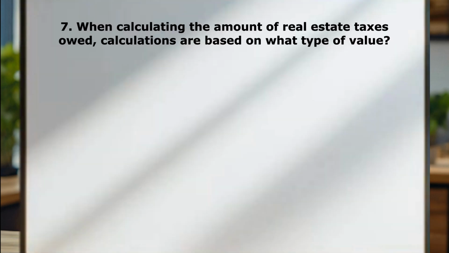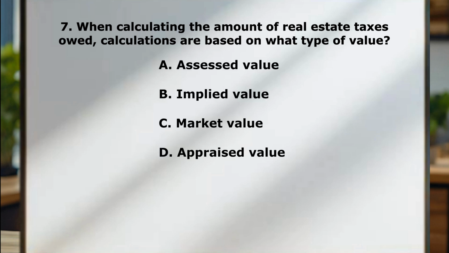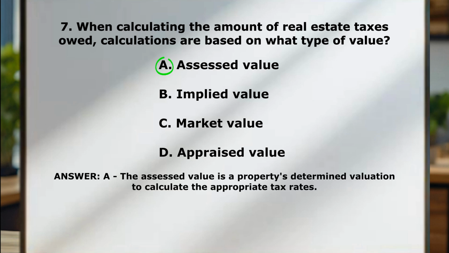Okay, question number 7. When calculating the amount of real estate taxes owed, calculations are based on what type of value? A, assessed value. B, implied value. C, market value. D, appraised value. For any of you that have paid property taxes, you're going to know the answer is the assessed value. The answer is A, a property's determined valuation to calculate the appropriate tax rates.